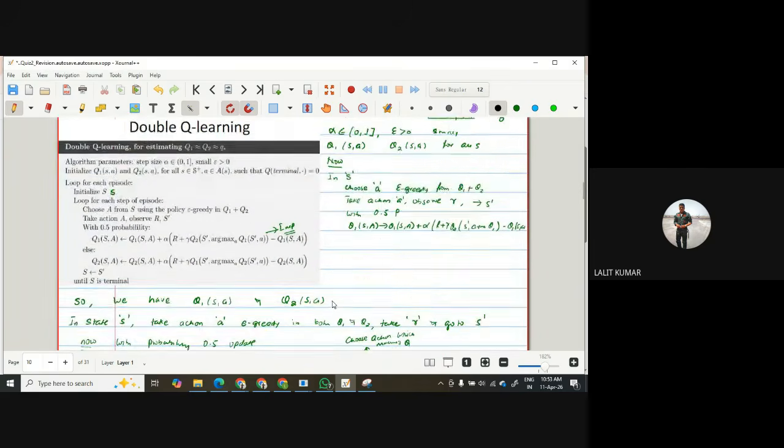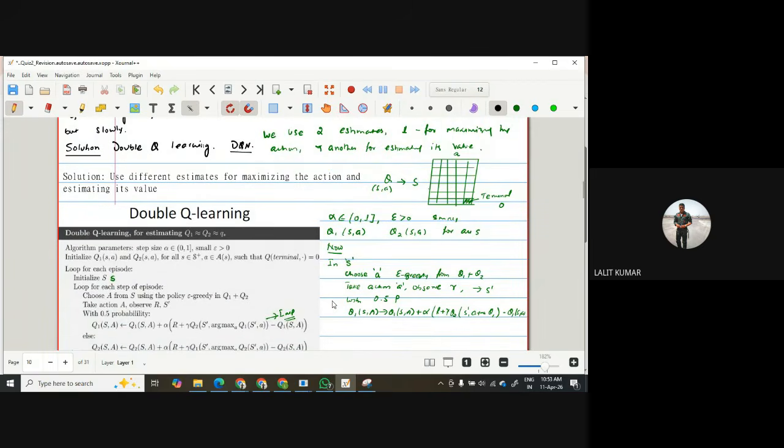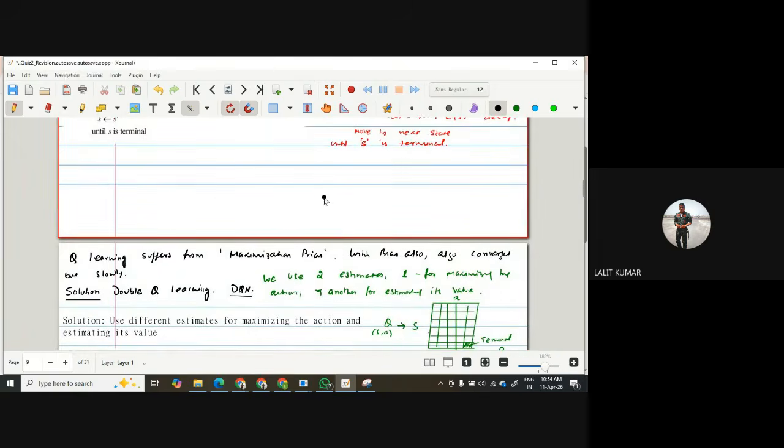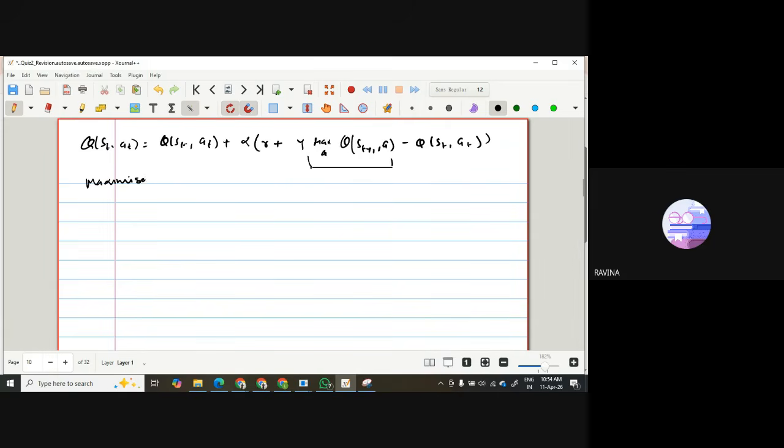Now in the same week 6, they have also covered the maximization bias and double Q learning. So what is maximization bias? In Q learning, what keeps on happening is Q(St, At) = Q(St, At) + alpha into [R + gamma max over A of Q(St+1, A) - Q(St, At)]. Every time we are using this max, so due to this a maximization bias comes.